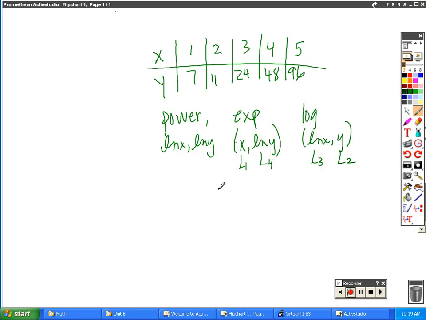Alright, so here's my thing. Here are my options for question 1. It can either be a power function, where you're going to use ln x, ln y, or exponential, x, ln y, or a logarithmic, ln x and y.